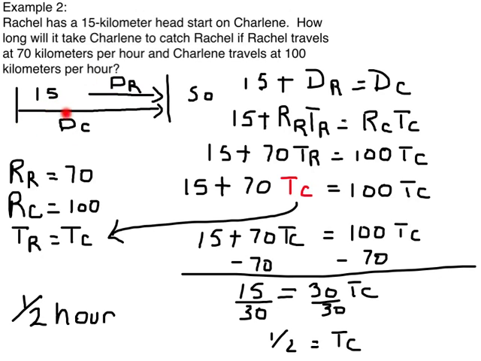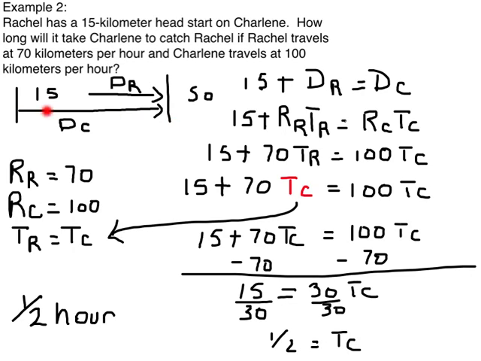So we can set this diagram up to look like this. 15 plus the distance of Rachel equals the distance of Charlene. And then we change it to our rate times time equation. Then we're going to pull out what we know. It tells us Rachel's rate, which is 70, and Charlene's rate is 100. And we know that the time of Rachel is going to be equal to the time of Charlene because time starts here and ends here.